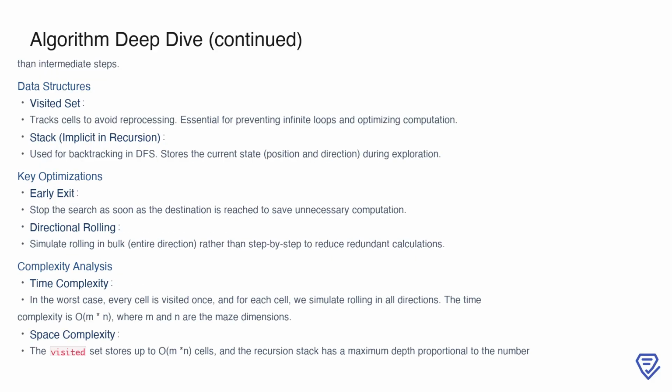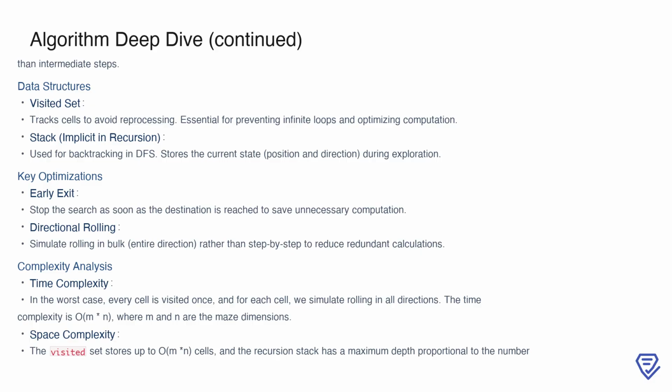The algorithm relies on a few essential data structures. A visited set is used to keep track of processed cells, preventing redundant calculations and infinite loops. The stack, which is implicit in the recursive DFS implementation, helps manage the current state during exploration and facilitates backtracking. To optimize performance, we implement an early exit condition. As soon as the destination is reached, the search stops, saving unnecessary computation.